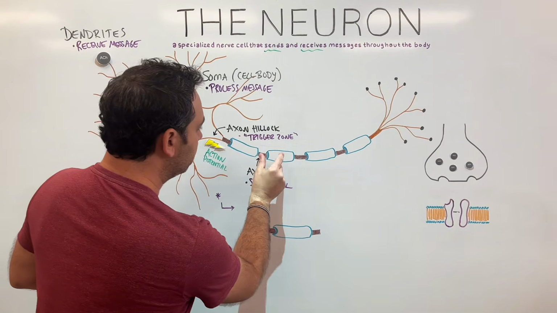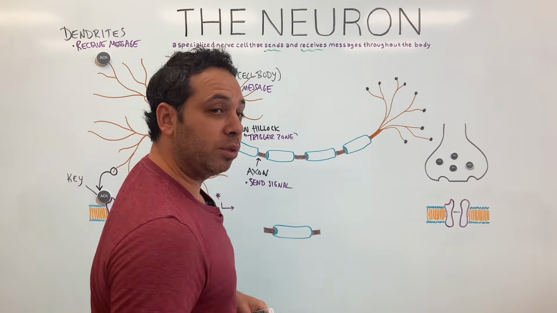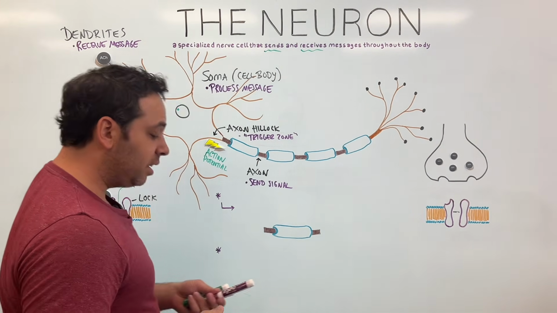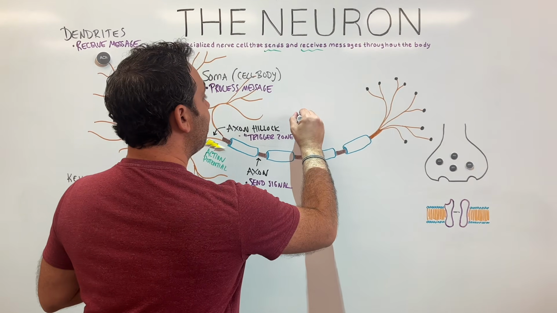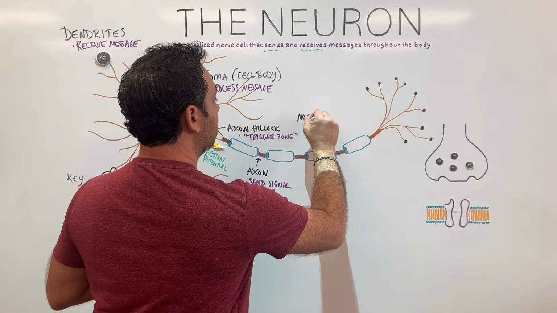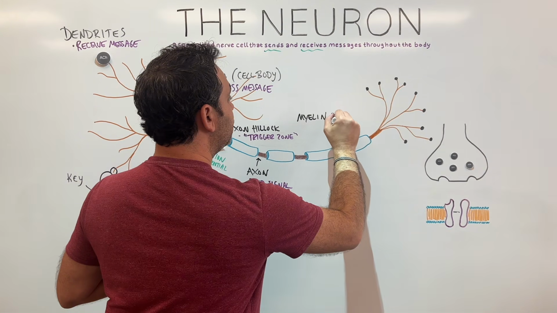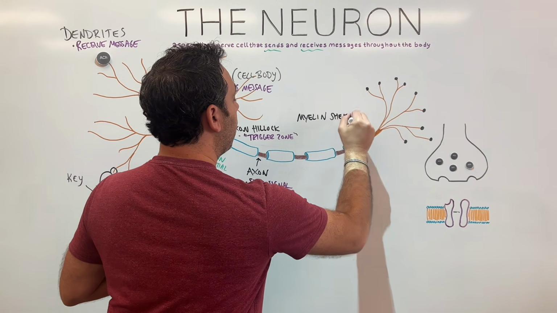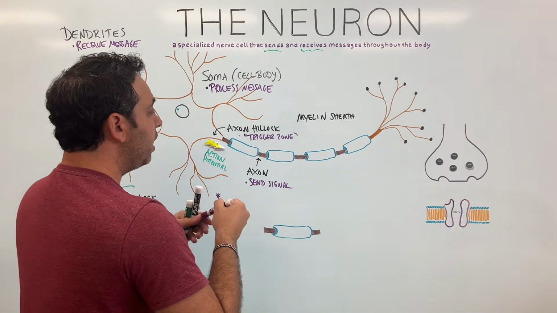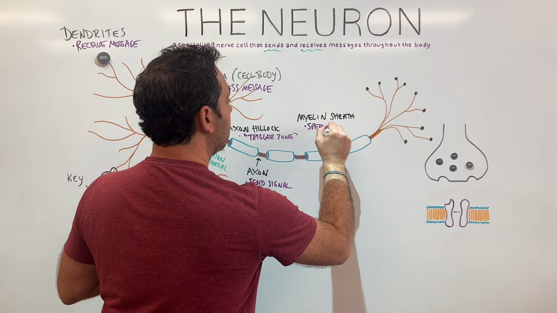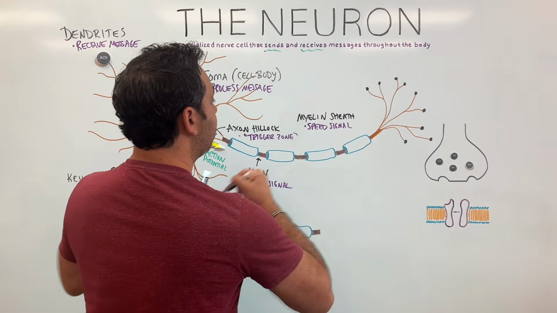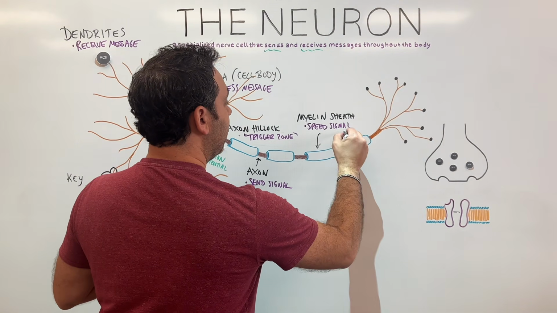Now, notice these little blue balloons around the axon. Are those important? Absolutely. What are those called? These are called the myelin sheath. Okay, what are they called? The myelin sheath. Okay, we'll talk about why those are important. What do they do? They help speed up the signal. Speed up the signal. Myelin sheath.